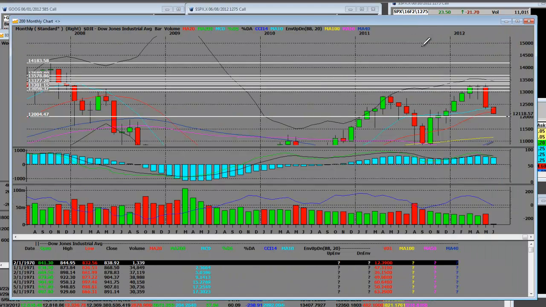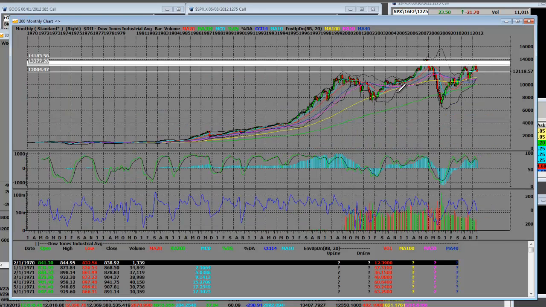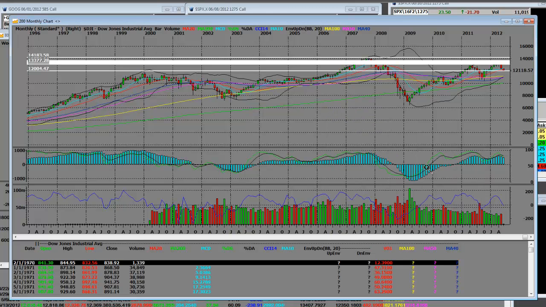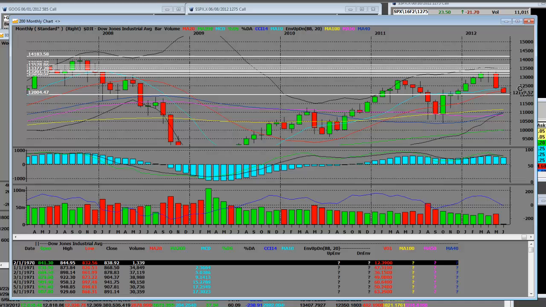Now, on a monthly, which I will show you on a monthly level, the Dow had come all the way back over here to 2008 highs, right here. Yes, it did. That's this area right here. Now, I will readjust the chart, and I will show you clearly who's in control.